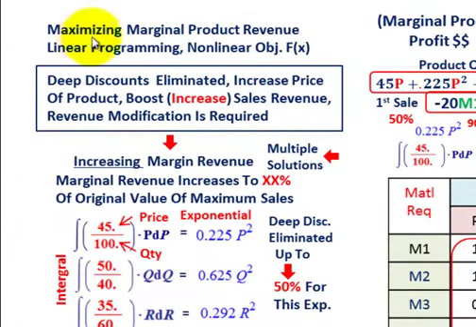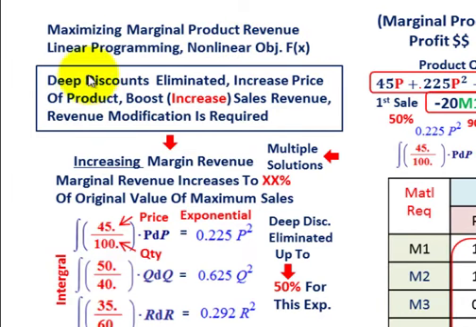What we're going to be going over here is an example where we're going to be maximizing our marginal product revenue, and we're going to be doing this using linear programming, and we're going to have a nonlinear objective function here that we're going to be maximizing.